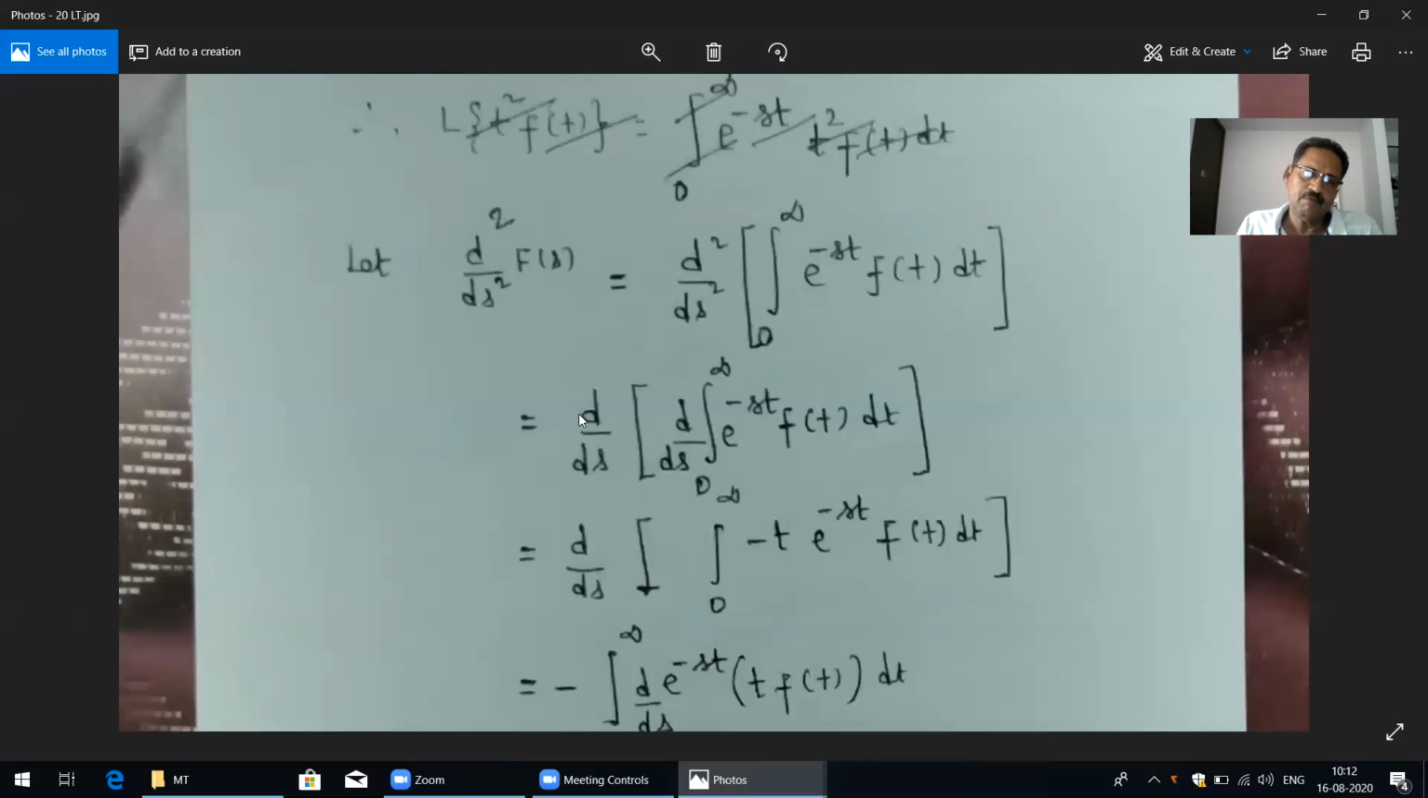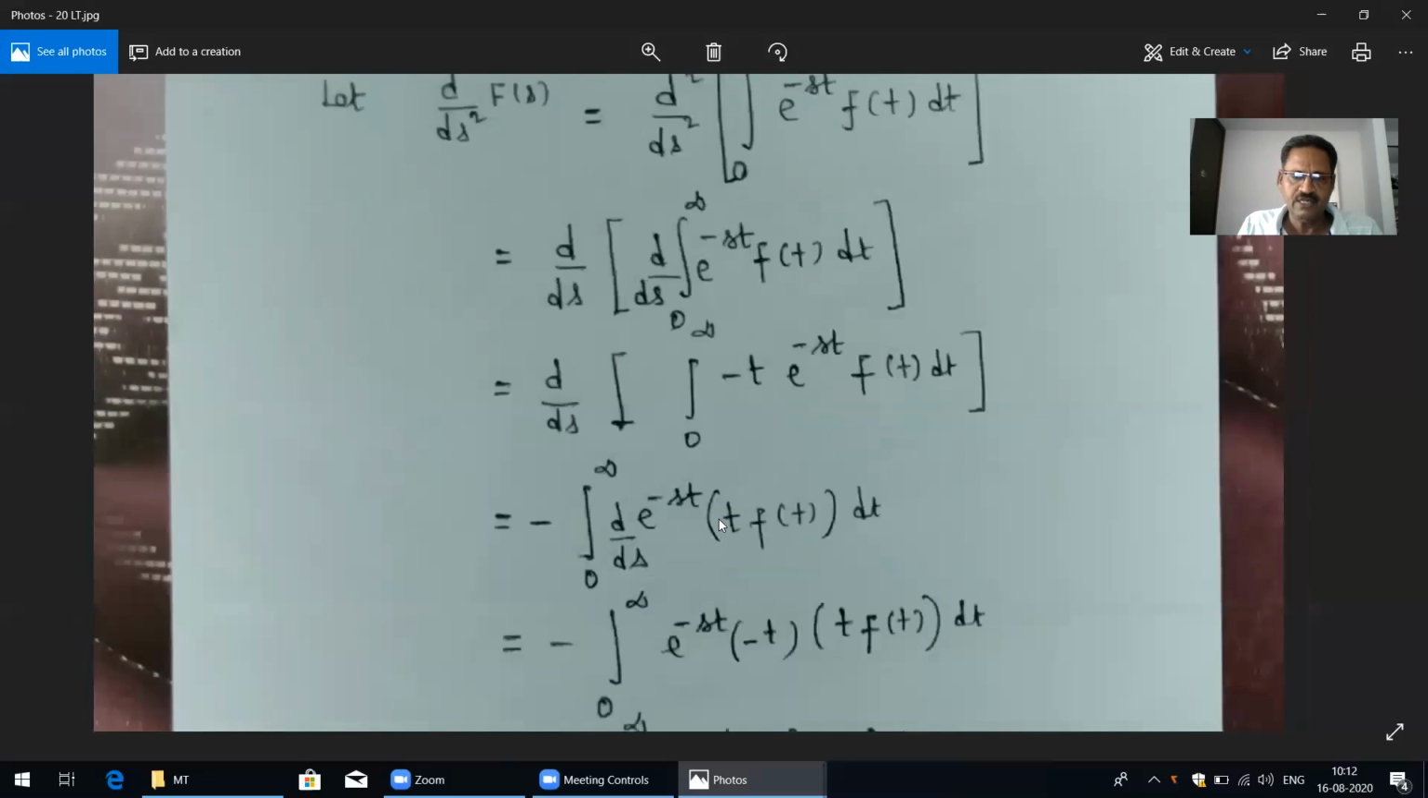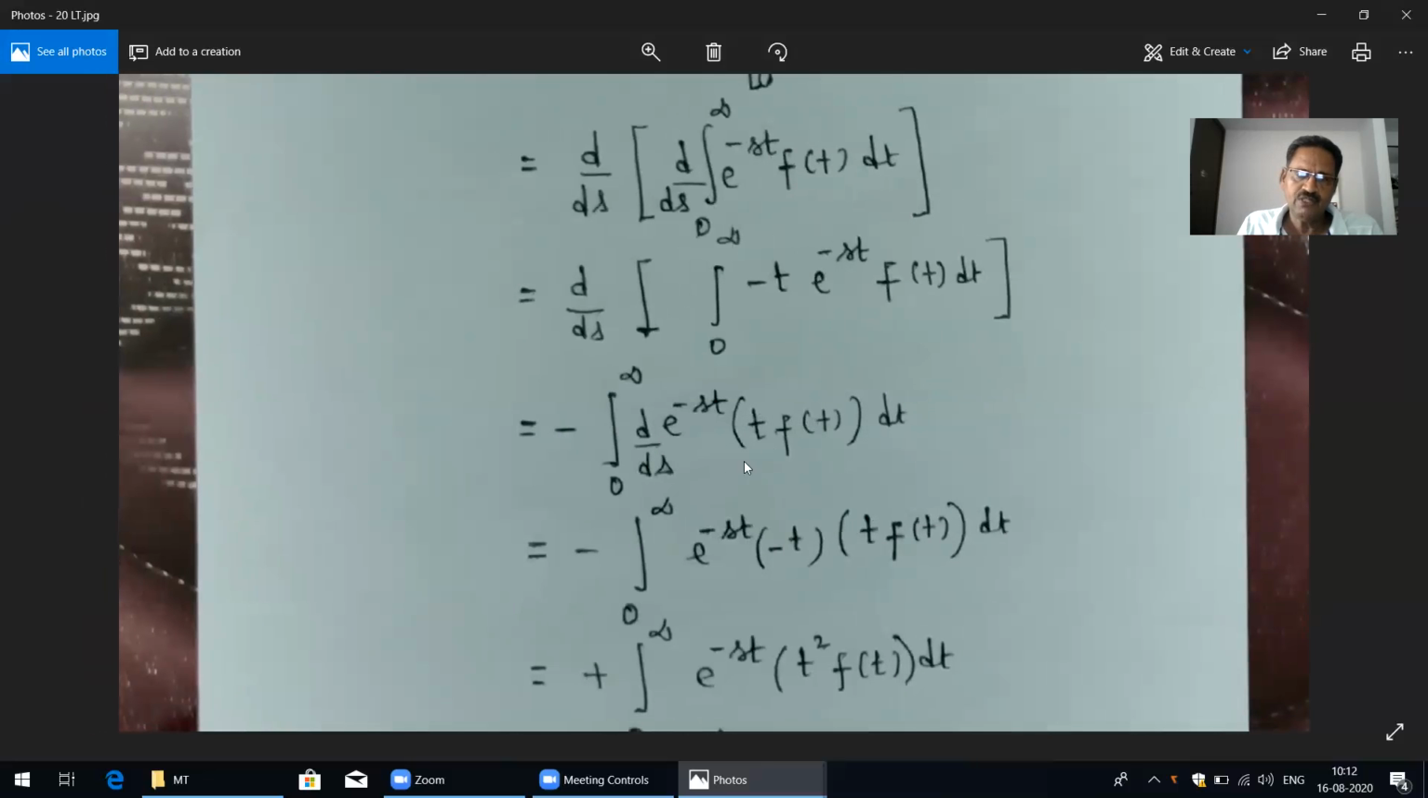In the same way, for proving this, we take the derivative twice: d squared by ds squared of F(s). That is d squared by ds squared of the integral from 0 to infinity of e power minus st f(t) dt. Then we split d squared by ds squared into d by ds of d by ds of the bracket. What this inner value is, we already got: it is nothing but the integral of negative t times f(t) dt.